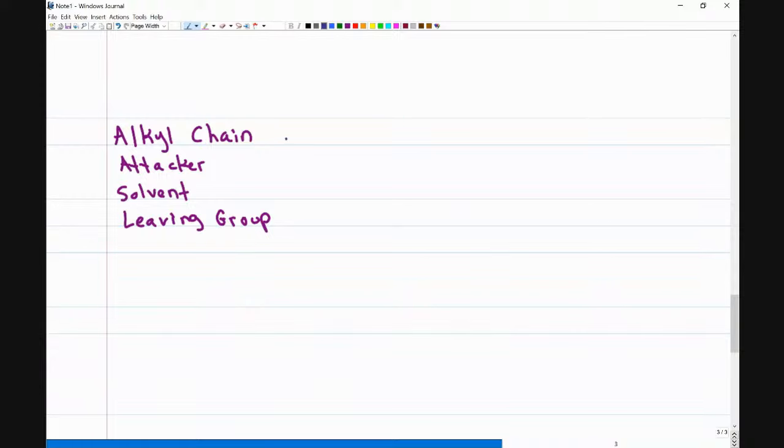For the alkyl chain, we're looking at the alpha and the beta carbon. The alpha carbon is the one that holds the leaving group. The beta carbon is the one next to it. And what we're looking at is, can we form a stable carbocation? Is it tertiary, meaning too hindered for an SN2 reaction? Can I form a pi bond?